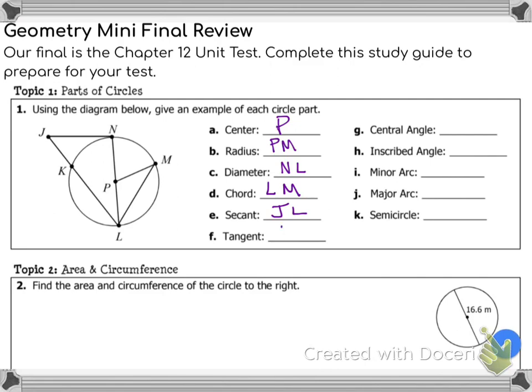That would be JN. A central angle has to connect to the center. I'm going to say angle NPM. An inscribed angle, the vertex is on the circle, so I'm going to go with angle KLM.